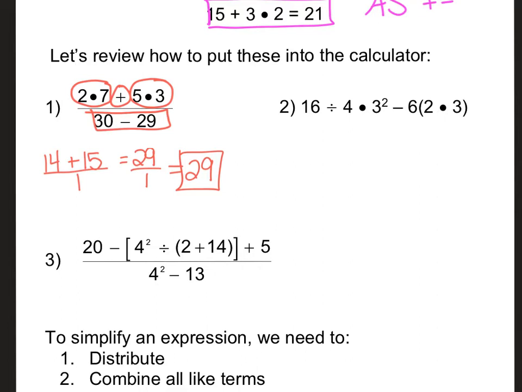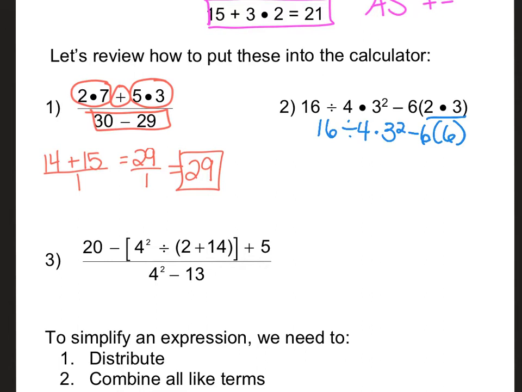If we remember our order of operations, we know that we're going to solve anything in parentheses first. So that would mean that we're going to solve this first. I like to keep things kind of organized, so I would go ahead and write down anything else that I'm not doing at this moment. And I know that 2 times 3 is going to give me 6. So now I've got 16 divided by 4 equals 3 squared minus 6 times 6.